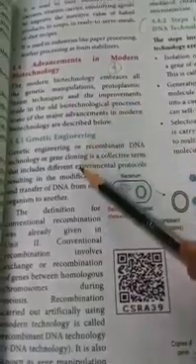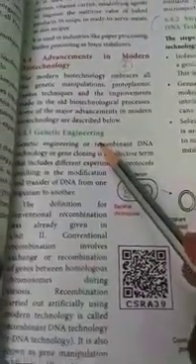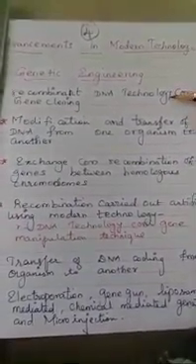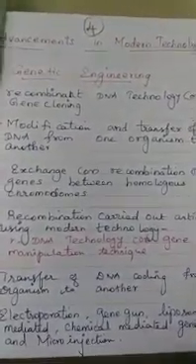The most advanced technology is genetic engineering. What is meant by genetic engineering? Here it is nothing but recombinant DNA technology, or it is named as the gene cloning method. It is also named as recombinant DNA technology method or gene cloning method.